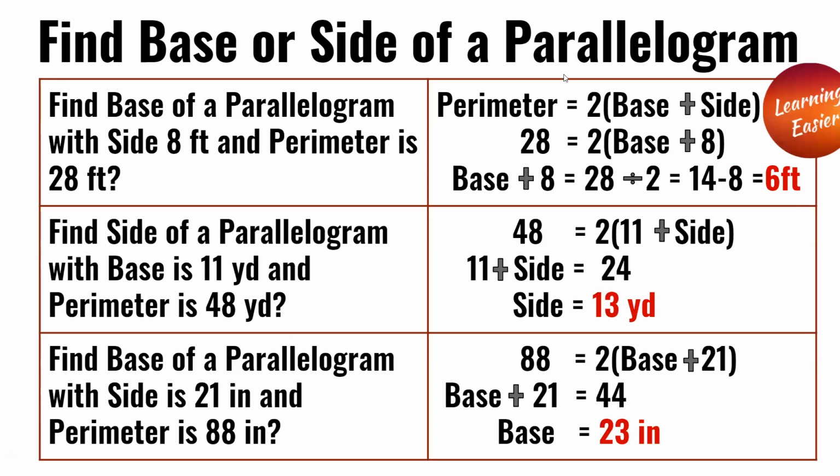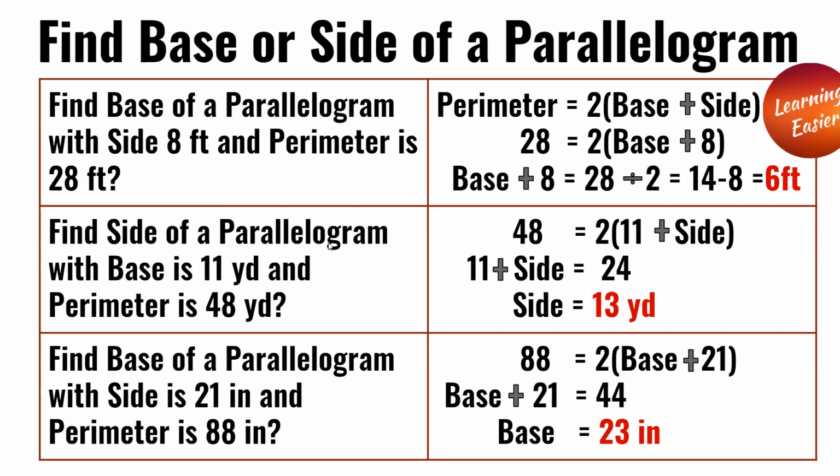Find base or side of a parallelogram. Find the base of a parallelogram with side 8 feet and the perimeter 28 feet. 28 is equal to 2 times base plus 8. Base plus 8 is equal to 28 divided by 2. 28 divided by 2 is 14. 14 minus 8 is 6 feet. 6 feet is the base.